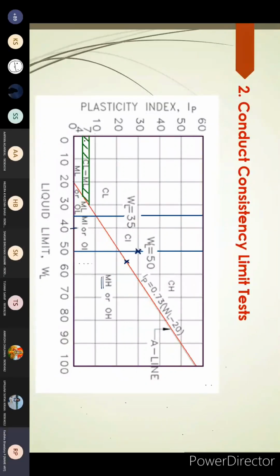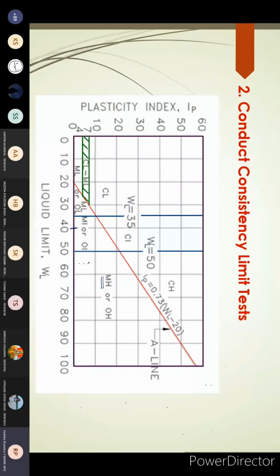And it is also used for coarse grain soil. You can use the same chart. If it is lying above the A line, then you can use C. If it is below the A line, then you can use the M symbol. But usually such a high liquid limit won't come for coarse grain soil. If it is more than, say, 30% fines, then you can use this chart also and classify. Okay.